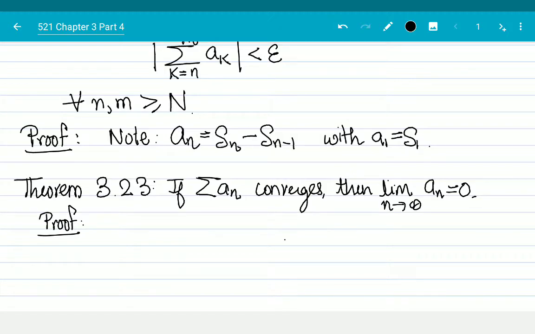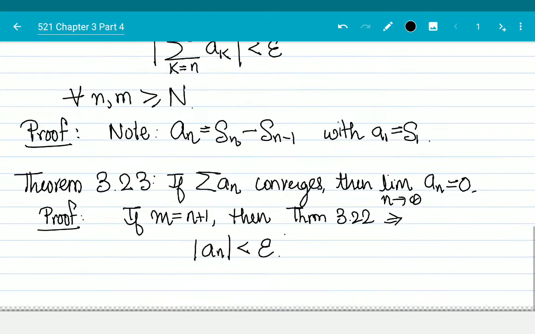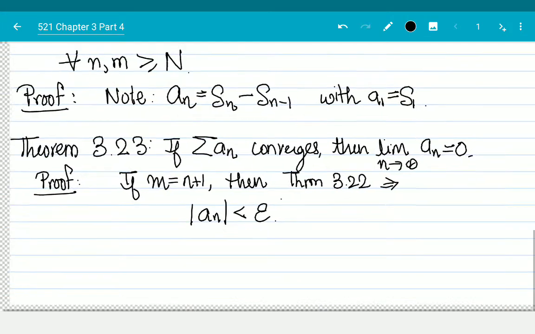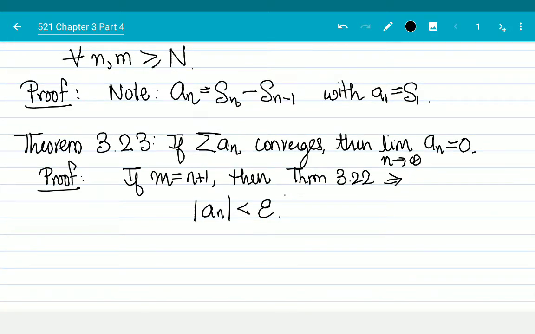Well, if m is equal to n plus 1, then theorem 3.22 implies an is smaller than epsilon, which, since it has to be true for every epsilon, means that the limit has to go to 0.